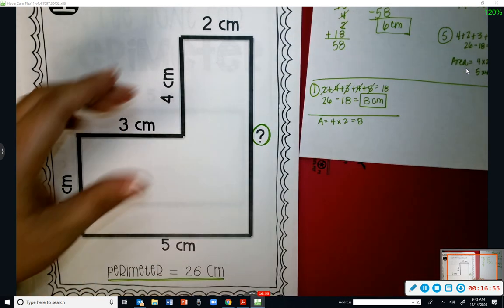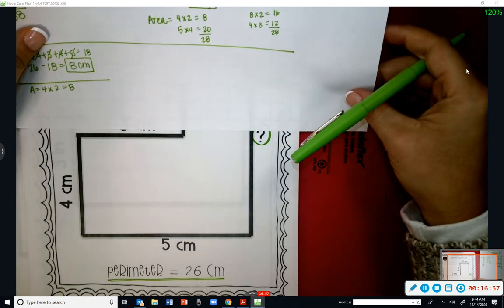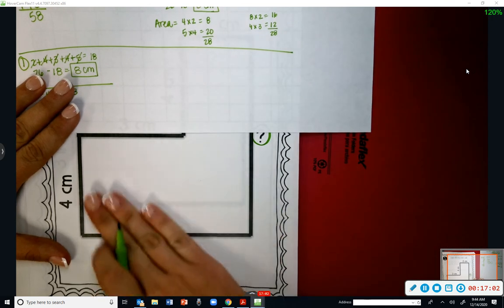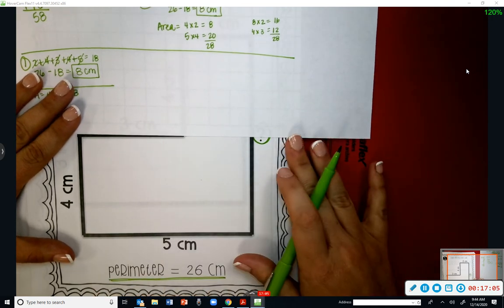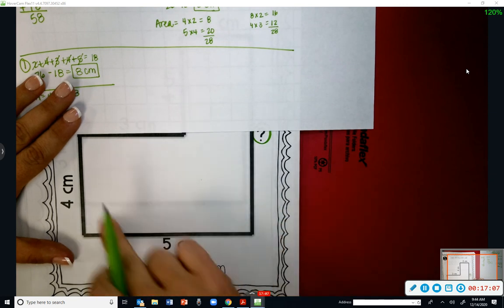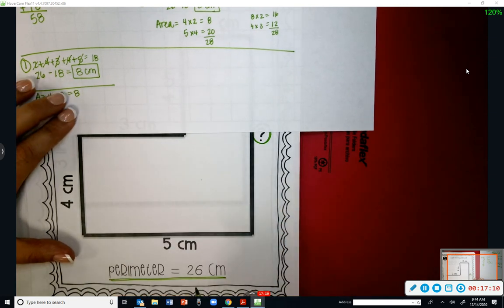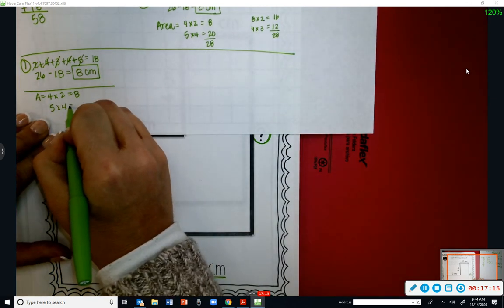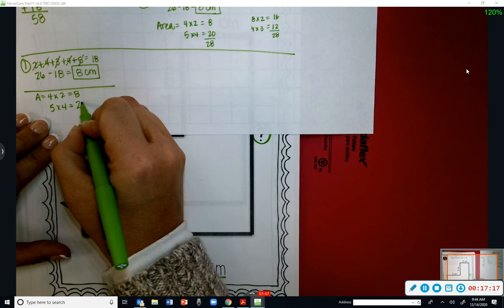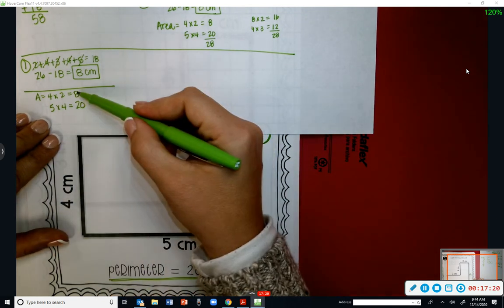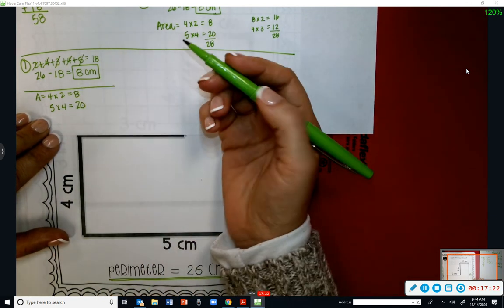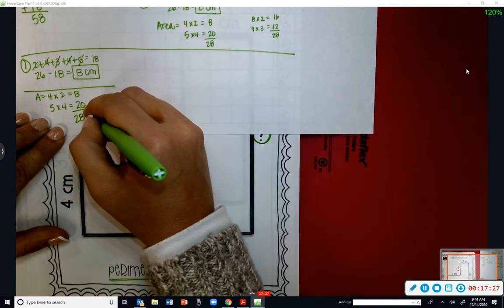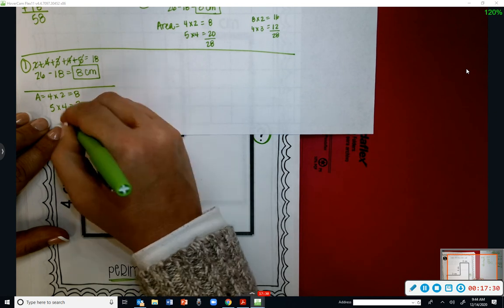Okay, so I'm going to cover up this piece. That just helps me focus on this bottom one and pick out the numbers that I need to use. So what would I use to find the area of the bottom rectangle? Bryson? 5 times 4. Good. So 5 times 4 is 20. Now, the last thing we do is add those two areas together. So what's 8 plus 20? 28. So your answer was 28 square centimeters.